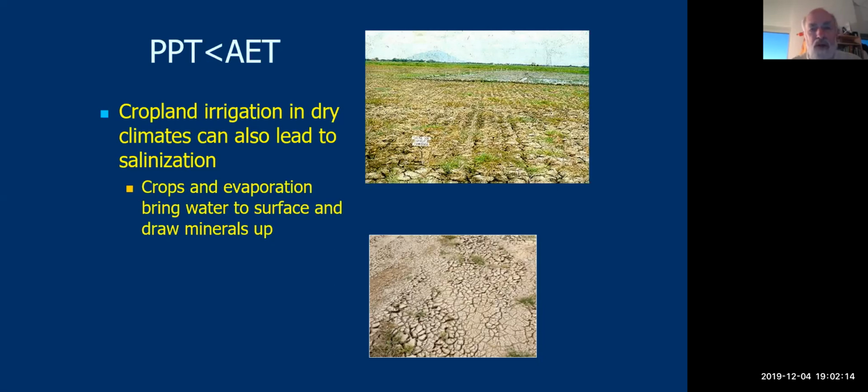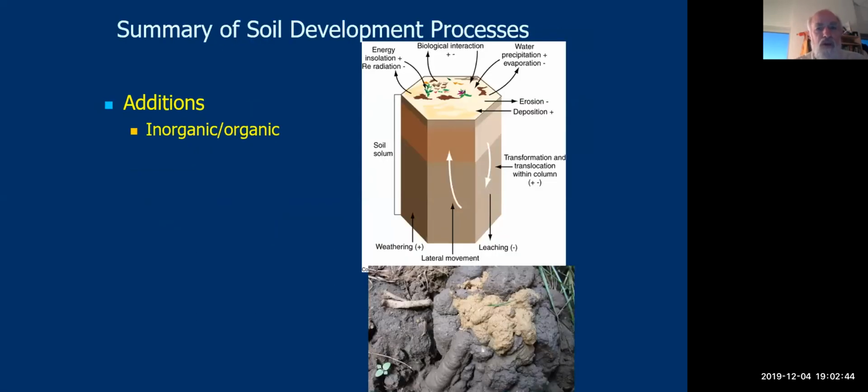Obviously, irrigation is a big concern in dry climates because of this tendency of water to move down, then up, pulling up the salts. You end up with a salt crust. That saltiness breaks up soil structure. Remember, that's one of the ways to get your jar tests to work really well: put some salt in the water. It works out in the field too. It breaks down the aggregation of soil particles. So not good. So let's just do a little summary here of soil development processes.